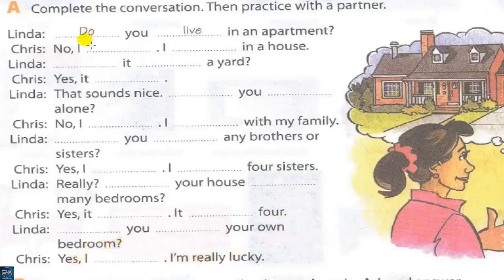Again, the answers. Do you live in an apartment? No, I don't. I live in a house. Does it have a yard? Yes, it does. That sounds nice. Do you live alone? No, I don't. I live with my family. Do you have any brothers or sisters? Yes, I do. I have 4 sisters. Really? Does your house have many bedrooms? Yes, it does. It has 4. Do you have your own bedroom? Yes, I do. I'm really lucky.